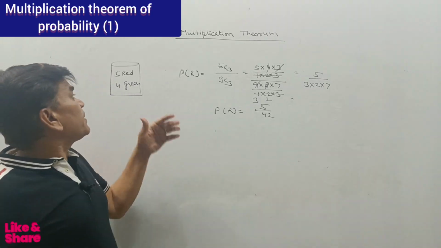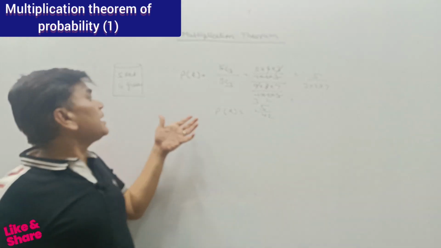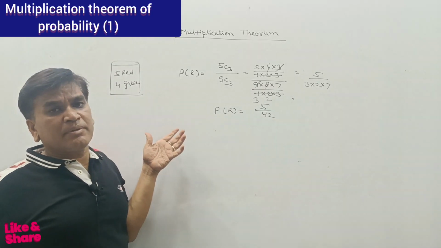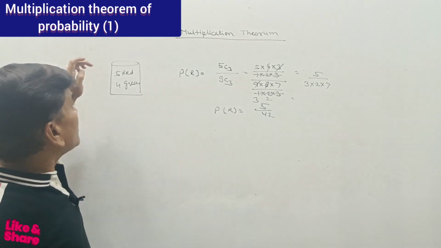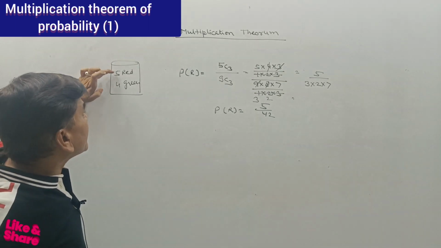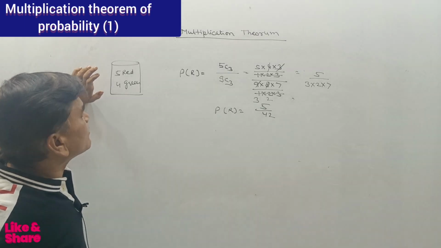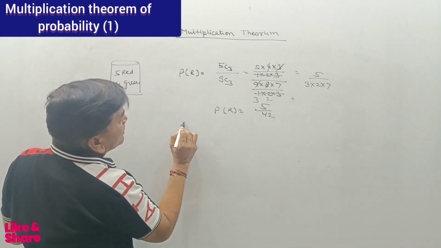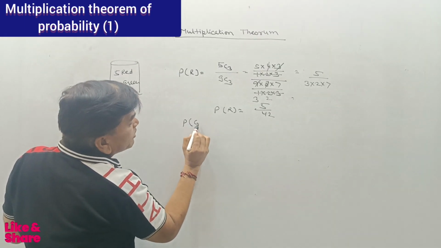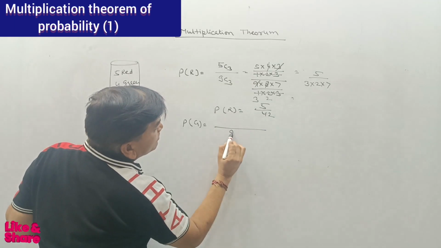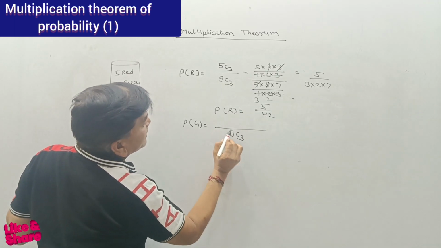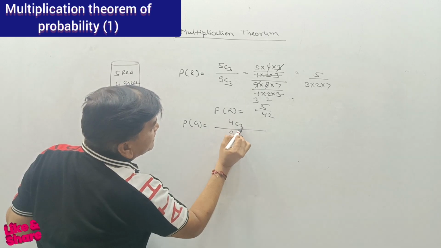Now the ball is replaced in the bag. So now again the bag contains 9 balls. For getting green balls, the total number of events is 9C3 and the green event is 4C3.